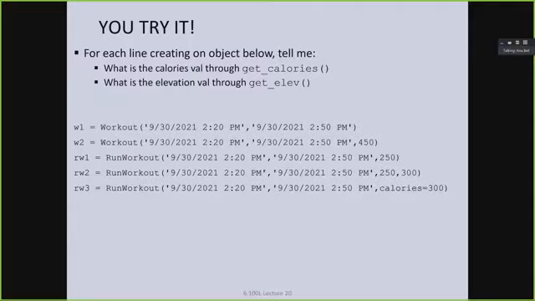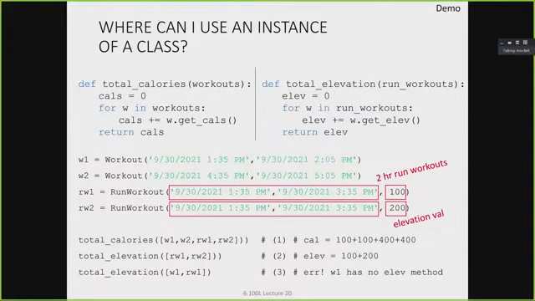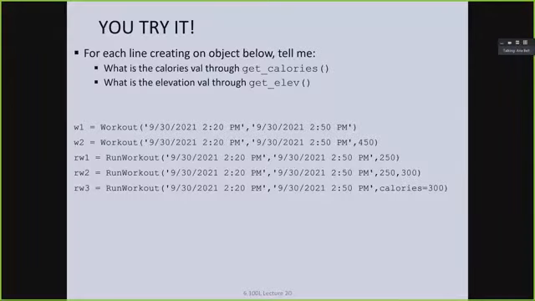But if I ask for the elevation for a running workout and just a regular workout, Python will spit out an error. Because as soon as it sees this workout 1, it says, well, what's the workout.getElev method? And it's going to say, I don't have a getElev method for a regular workout. That's not something I know of, because that's something that we implemented in a child class.